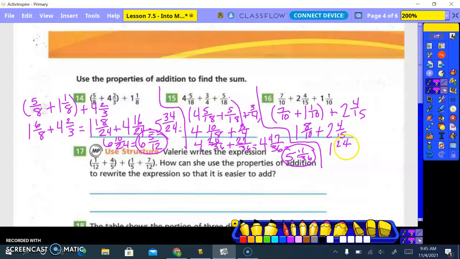24/30. Because if I have to multiply the bottom times 3, I do the same on the top, plus 2 and 8/30. 3 and 32/30. 4 and 2/30, which equals 4 and 1/15. Is that simplified? Yep. So we're good to go on that one.